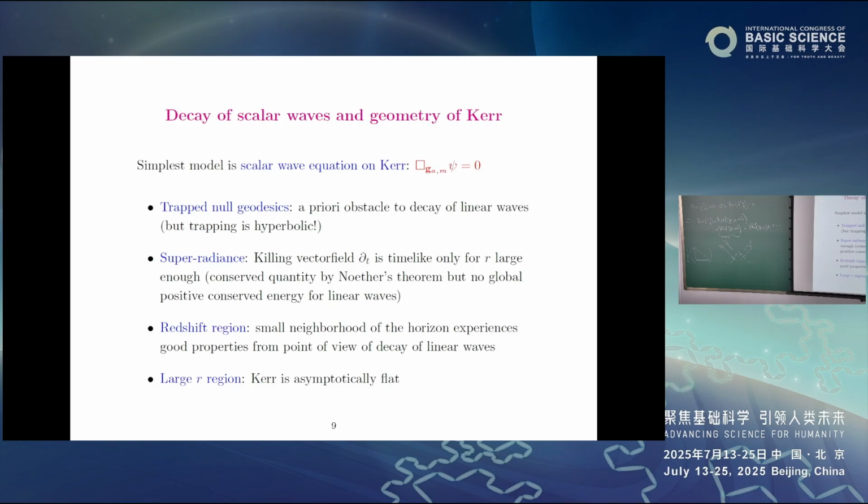There is another annoying aspect, or interesting according to how you want to see it, which is the role of superradiance. Superradiance is the fact that, of course, Kerr is stationary, so I have a Killing vector field ∂_t, and you know by Noether's theorem that this generates a conserved quantity, which I'm going to call energy by analogy with the energy for the wave equation in Minkowski. In Minkowski, the energy is a coercive quantity everywhere. In Kerr, because this vector field is timelike only for large r, this quantity is only coercive for large r.